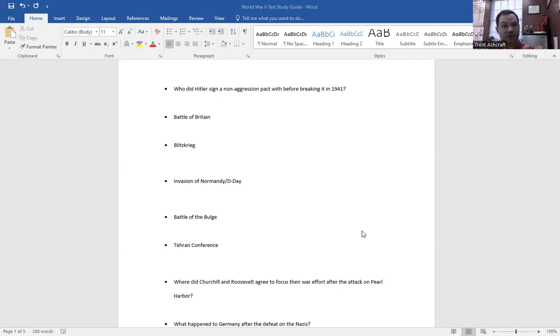We join up with Great Britain, and ultimately we join up with the other big member of the Allies, and that is the Soviet Union. Not because we like the Soviet Union, but because Hitler breaks his non-aggression pact in 1941 and invades the Soviet Union. So now the United States is allied with Great Britain and all of their Commonwealth countries and the Soviet Union.